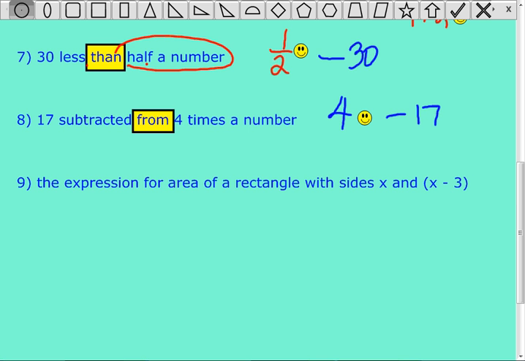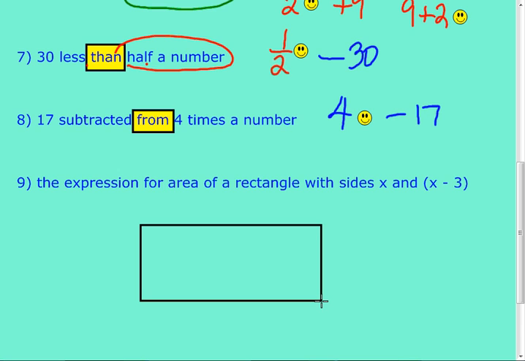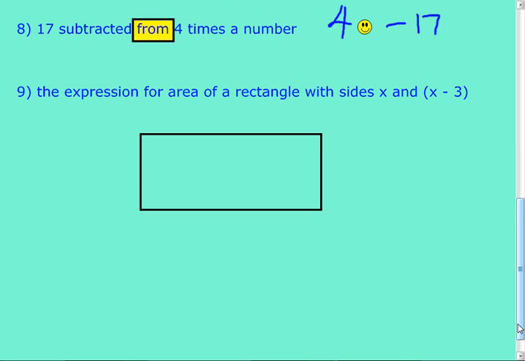Let's see, where are the pictures? Rectangle. There's the rectangle. Now, it says find the area of the rectangle with sides x and x minus 3. So if this is x, then this side is x minus 3. Wes, do you remember how to find area? You guys, it's your grade. Area is length times width. Yep. So you're going to multiply these together.